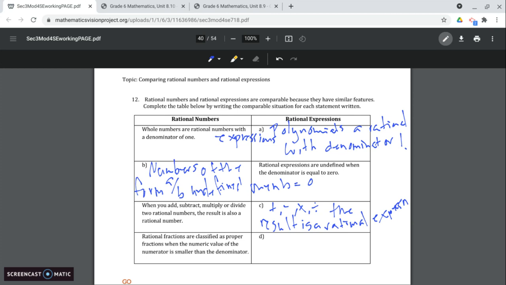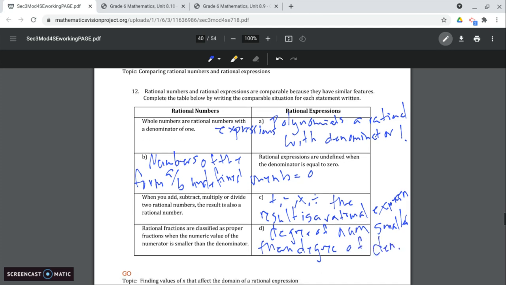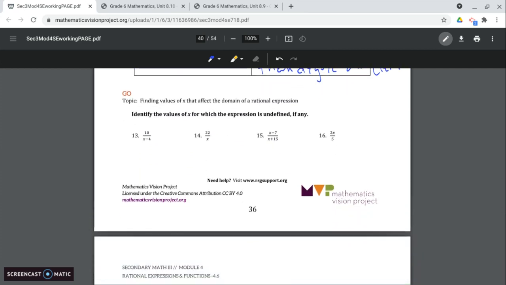And the last one, rational fractions are classified as proper fractions when the numeric value of the numerator is smaller than the denominator. Rational expressions are classified as proper when the degree of the numerator is smaller than the degree of the denominator. So degree of numerator smaller than degree of denominator.